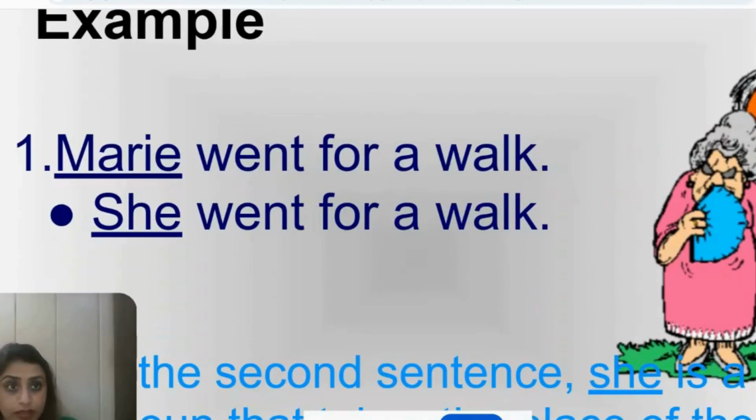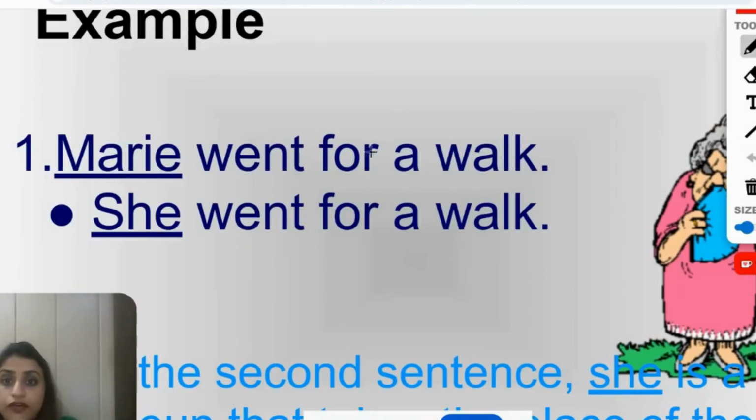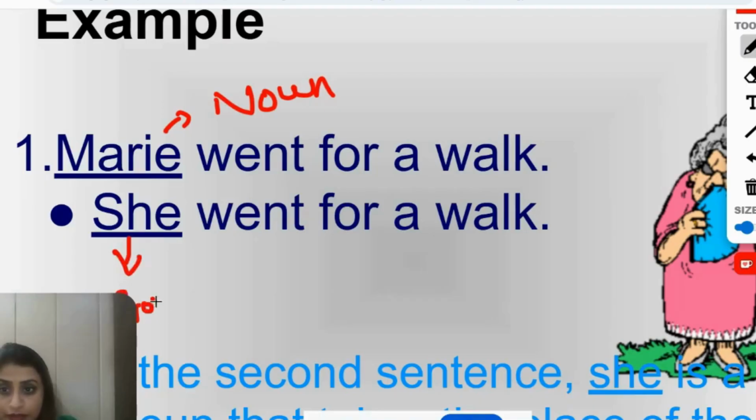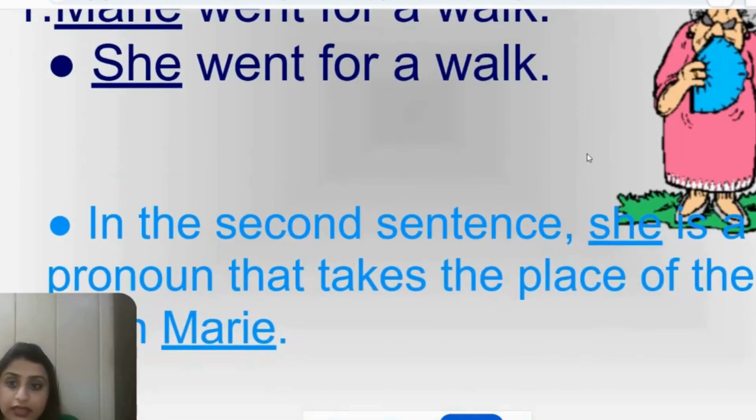For example, Mary went for a walk. Mary is a noun. Instead of writing the name, we are using the pronoun she. She went for a walk. So, in the sentence, she is a pronoun that takes the place of a noun, that is Mary.